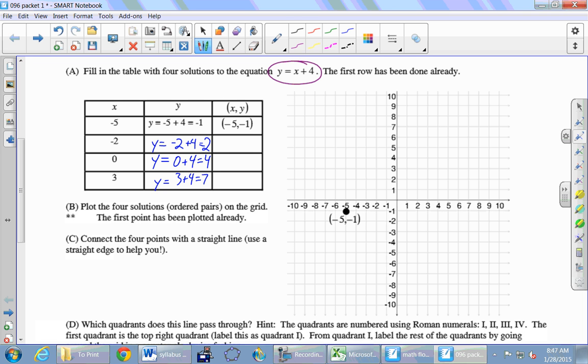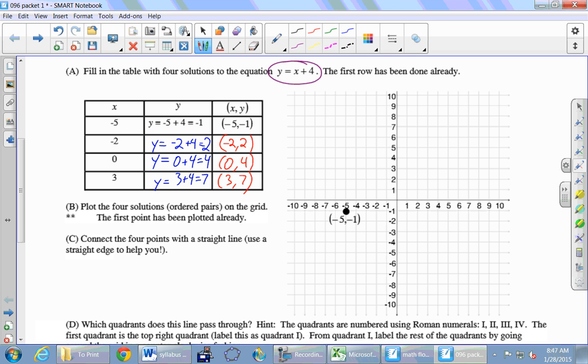And math folks love writing ordered pairs when they can, so we're going to list these guys as ordered pairs. First one comes from X equals -5, and the calculation showed that Y was -1, and we know that when we list an ordered pair, it's X and then Y in that order, right? So that's the -5, -1. Next one is -2, comma 2, 0, 4, 3, 7. Questions on those?